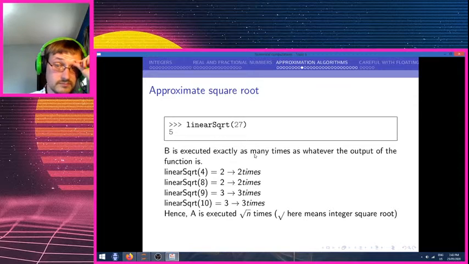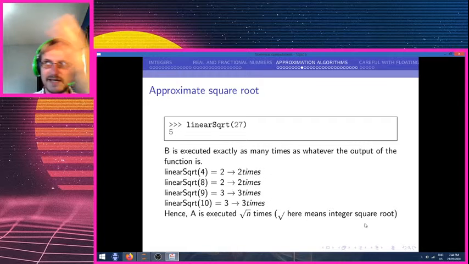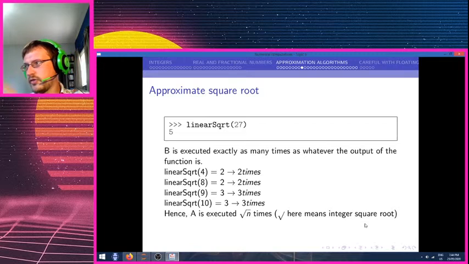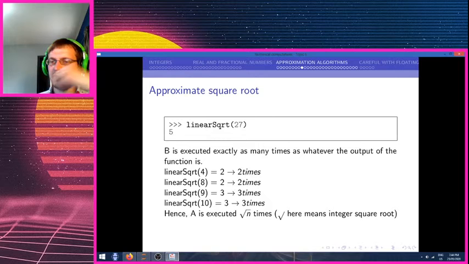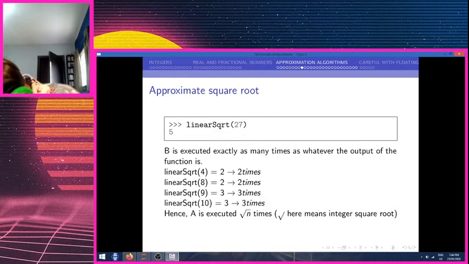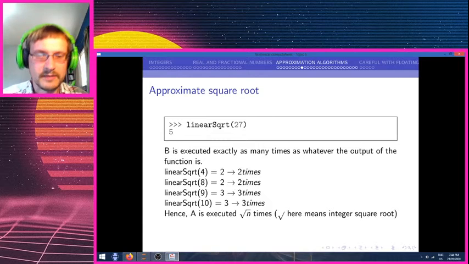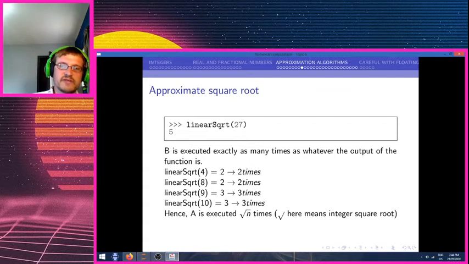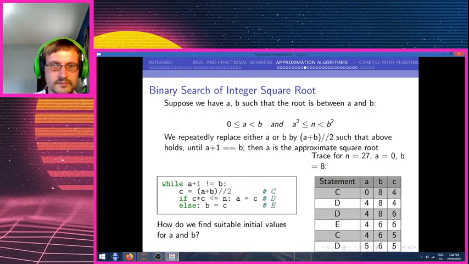So b is executed exactly as many times as whatever the output of the function is. So if it outputs 3, it's executing 3 times. If it outputs 3,972, then, pardon me, it required 3,972 executions to get there.